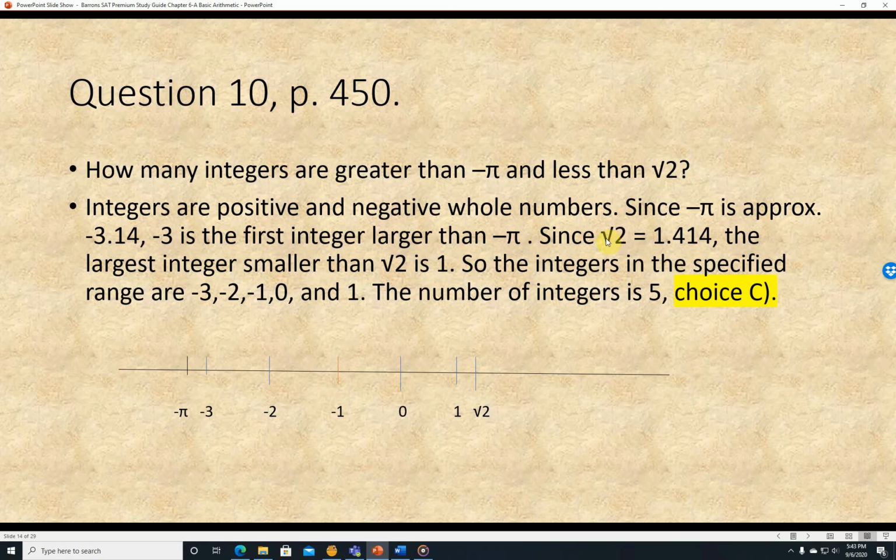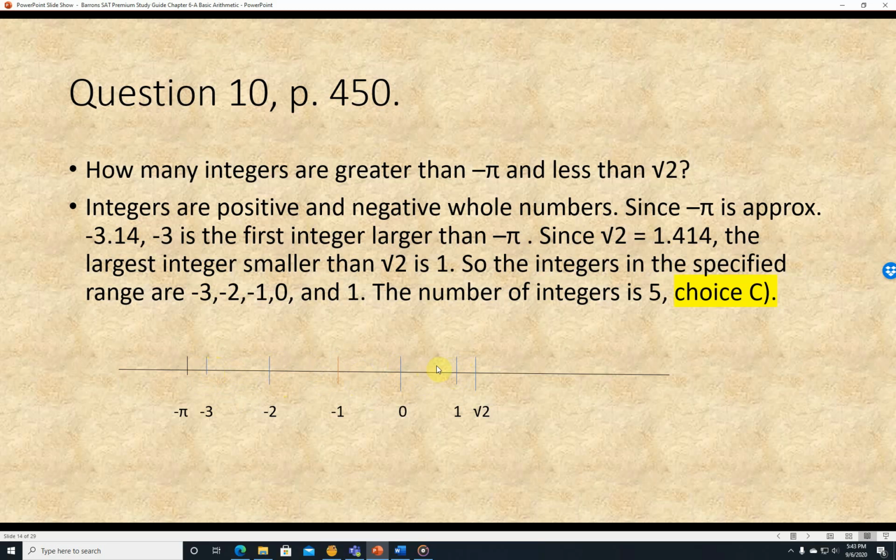Since the square root of 2 is roughly 1.414, the largest integer smaller than the square root of 2 is 1. So then you just draw a little timeline: negative 3, negative 2, negative 1, 0, and 1. So that's 1, 2, 3, 4, 5.